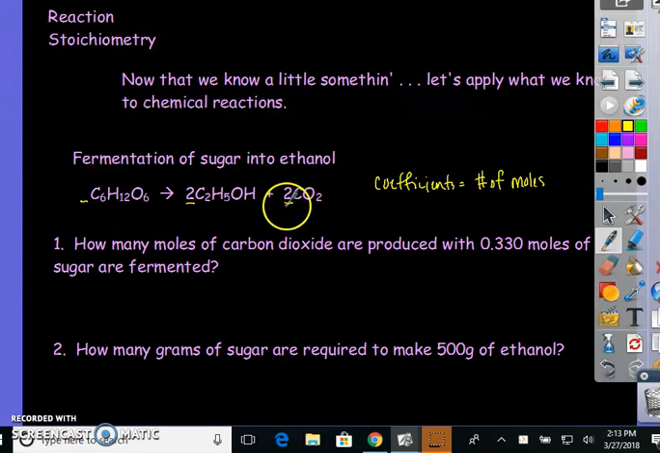Remember, mole is Latin for pile or mound. And of course, it's going to vary in its number of atoms, its number of molecules, and that's where Avogadro's number comes in. But in this particular aspect of stoichiometry, we won't be using Avogadro's number.